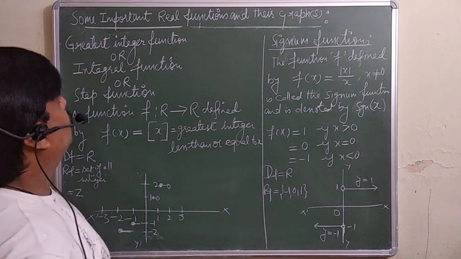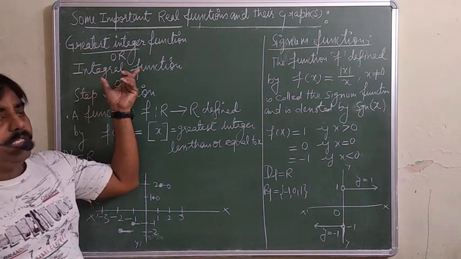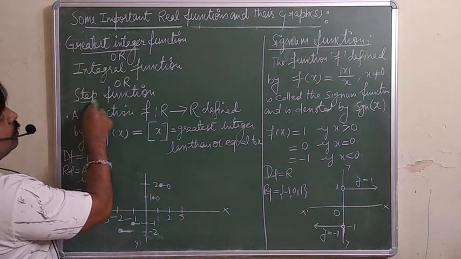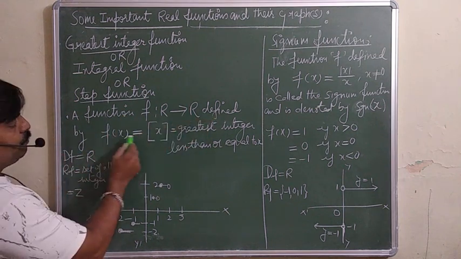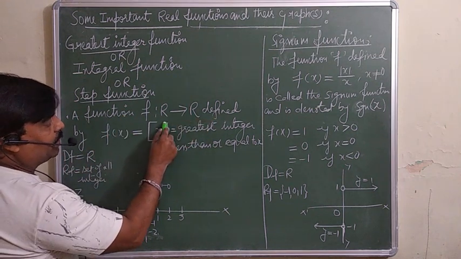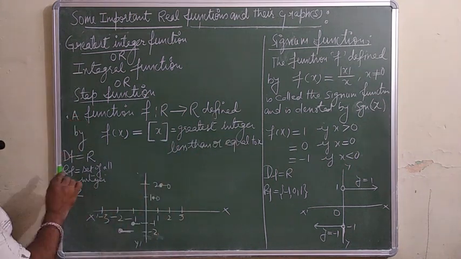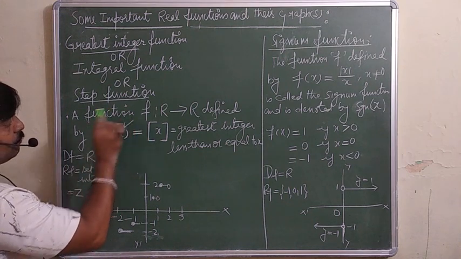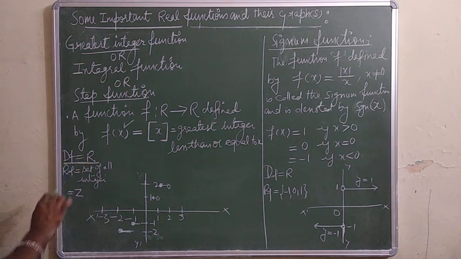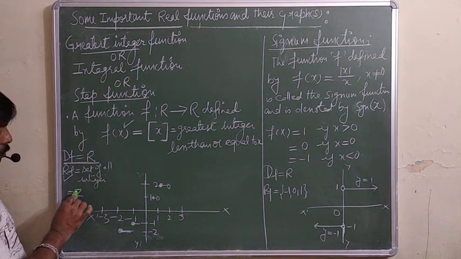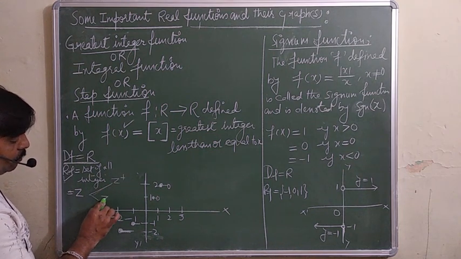Okay, now the greatest integer function, which is also known as the integral function, or the step function. If a function f from R to R is defined by f(x) equal to this sign, that is the greatest integer function, the greatest integer less than or equal to x itself. The domain of the greatest integer function is always all the real numbers. But the range will be the set of all integers, that may be positive or negative, Z plus or Z minus.